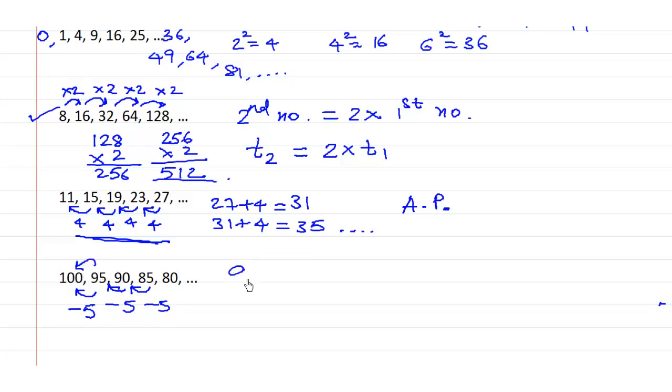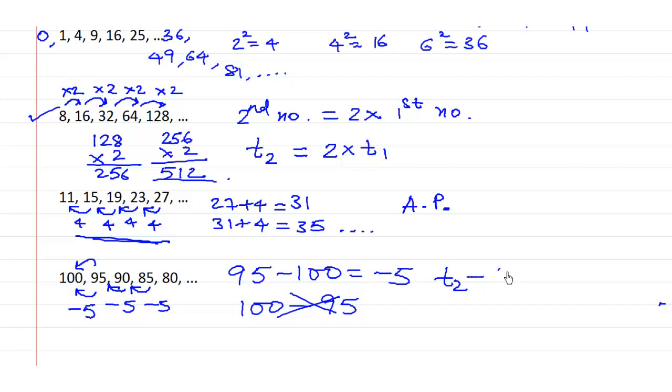It's like this. It's 95 minus 100. It's minus 5. We never take the first number minus the second number. We never do this. We always take the second number, which is term 2, and we subtract the first term. And in this case, we see that it is always the same. It is minus 5. So this is also a sequence.